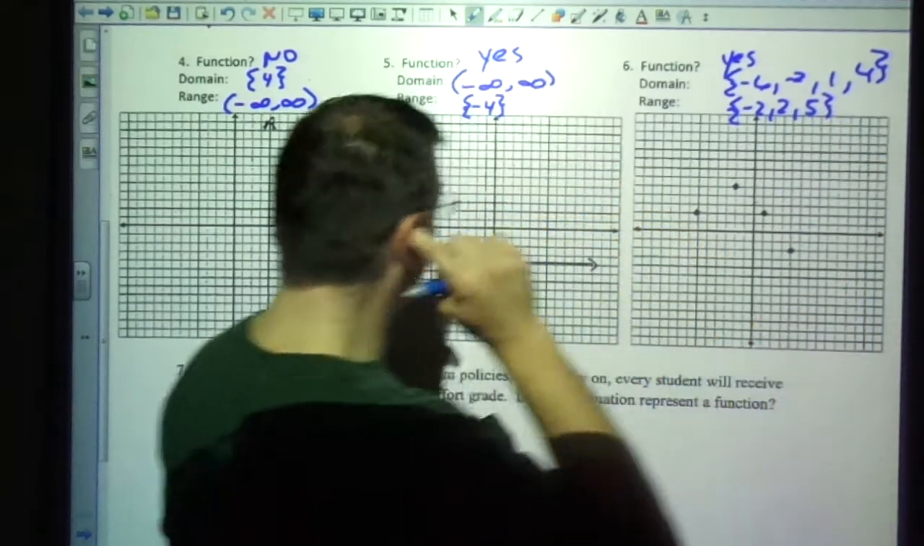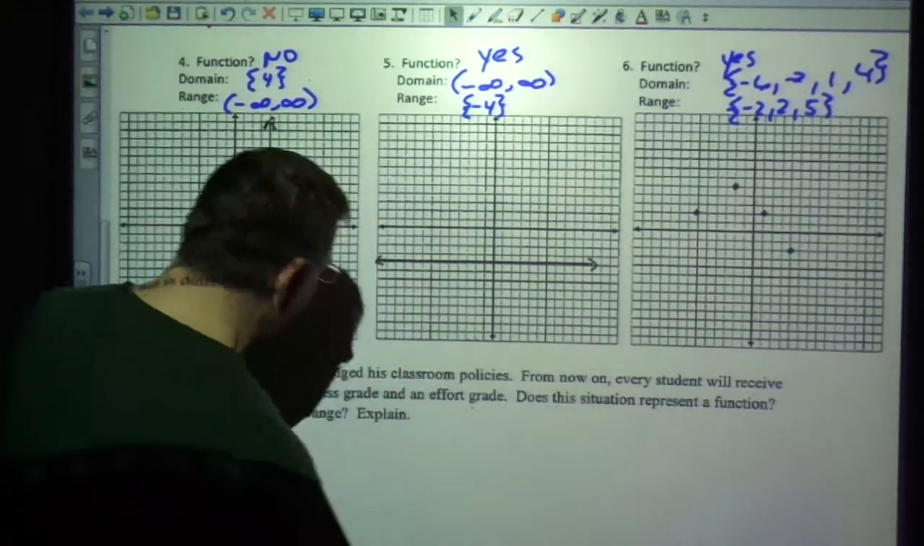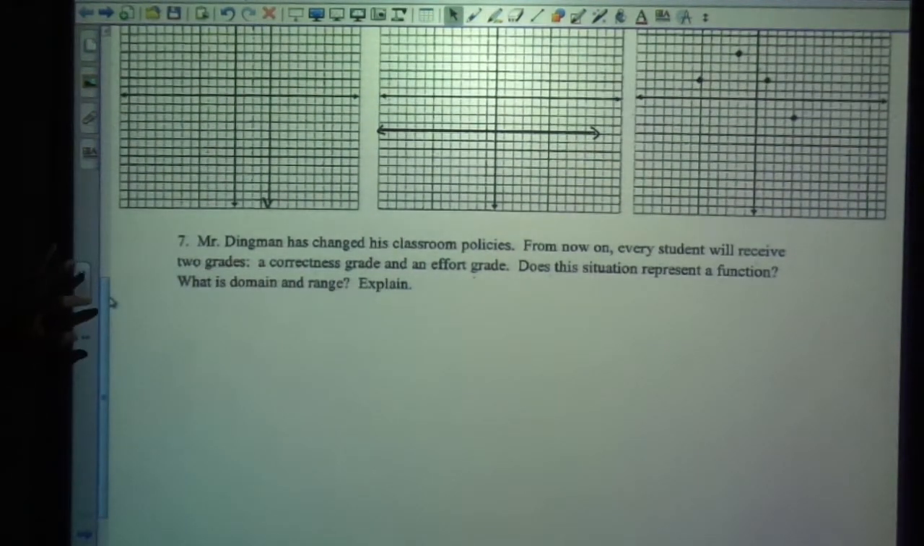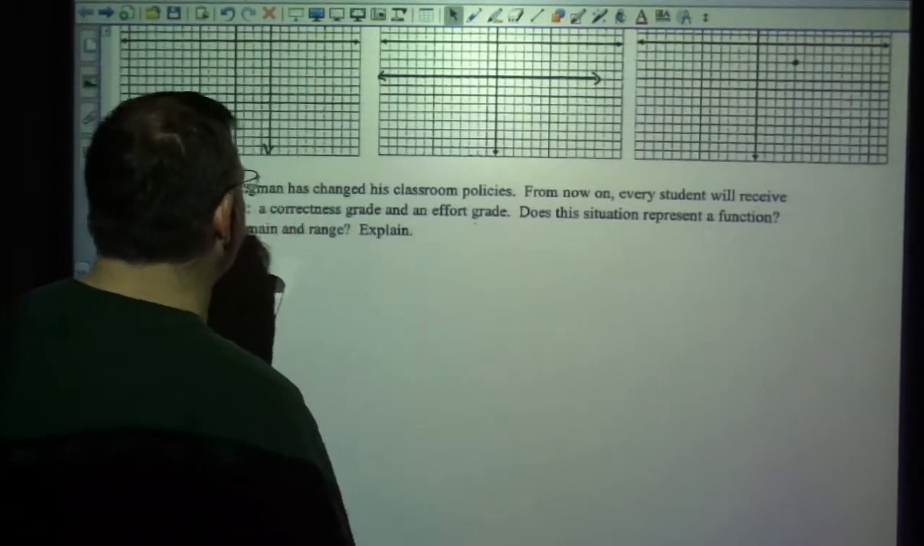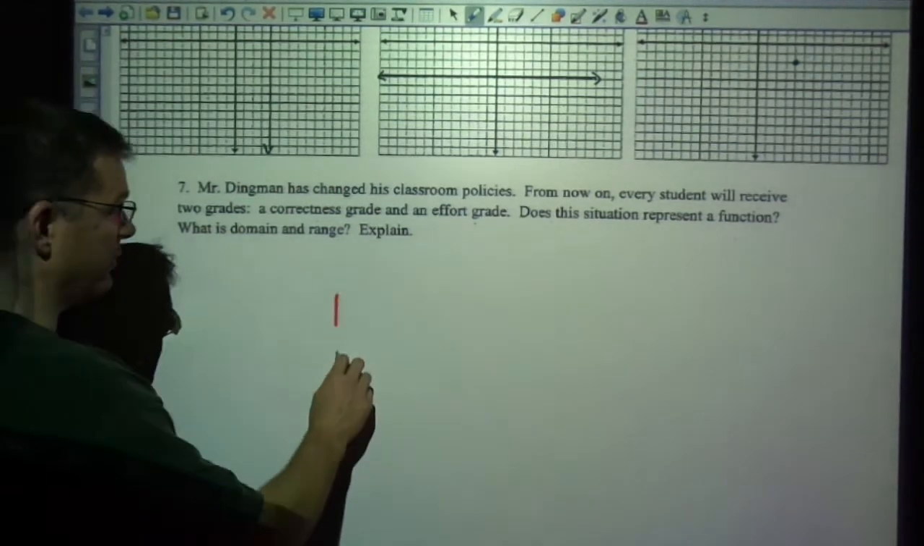Again, grade your own. We are up to 18 points at this point. 3, 3, 3. The next question is a situation. Mr. Dingman has changed his classroom policies. From now on, every student will receive two grades, a correctness grade and an effort grade. So think about the function machine here.